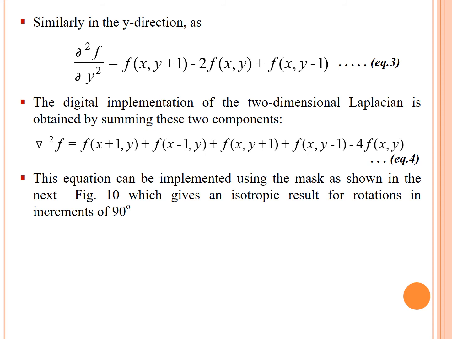The digital implementation of the two-dimensional Laplacian is obtained by summing these two components, that is, ∇²f is equal to f(x+1, y) plus f(x-1, y) plus f(x, y+1) plus f(x, y-1) minus 4 f(x, y). This equation can be implemented using the mask shown in the next figure 10, which gives an isotropic result for rotations in increments of 90 degrees.